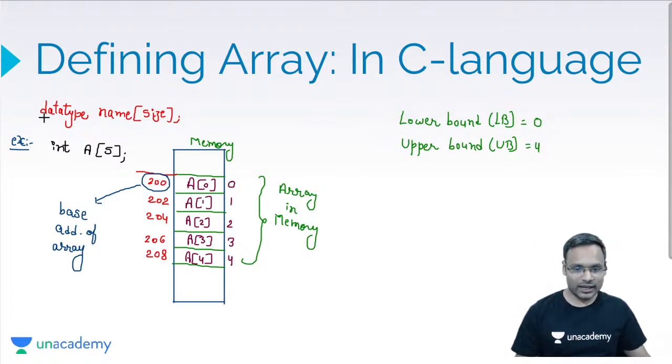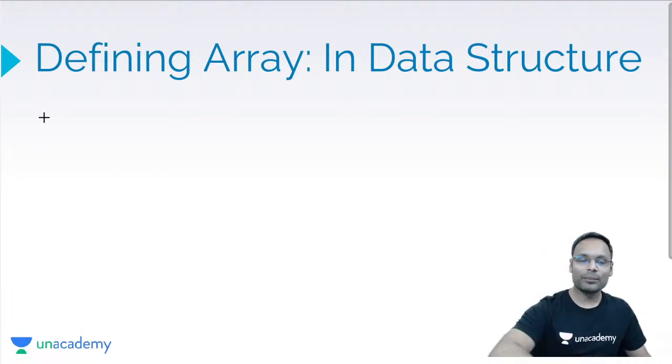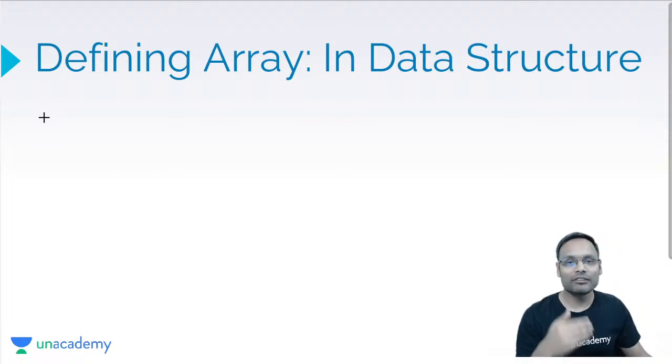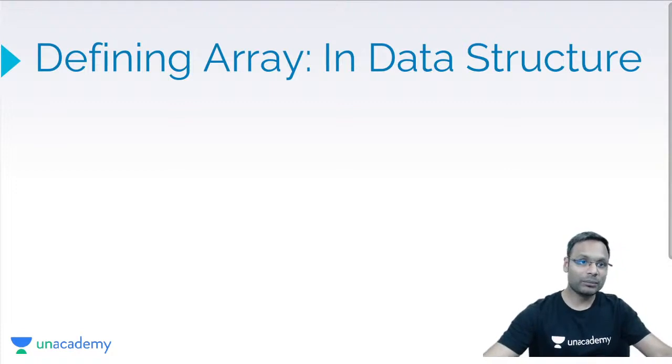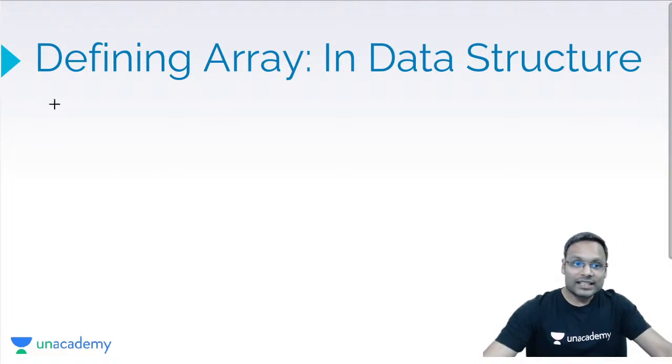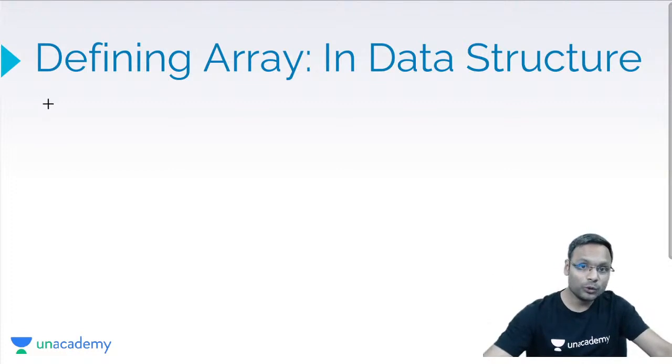So we can have such kind of programming language. Right? So we are not studying programming language, we are going towards generalization. In generalization, in data structure, we may have such kind of array in which the starting index can be anything. How do we define the array in data structure? We define the array like this: array name, in square brackets, lower bound, colon, upper bound.